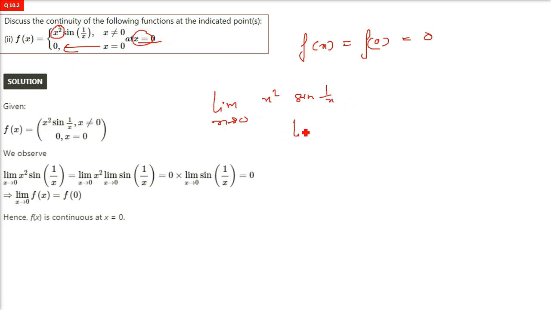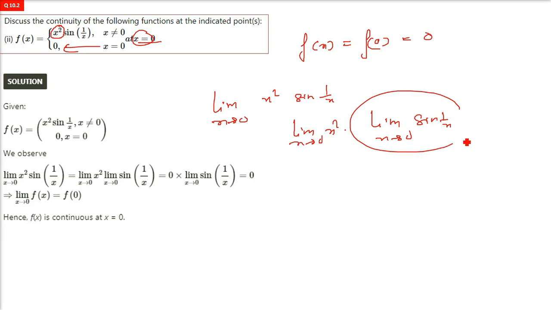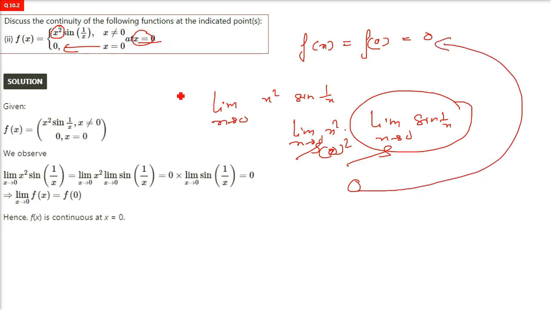Now just separate them. On the left hand side, on the right hand side you don't have to worry, that is sine 1 by x. Leave it for now. But limit x tends to 0, x square will be 0, since 0 square is 0 only. So whatever is multiplied by 0 will always give you 0. So 0, 0 is matching, so this function is continuous at x equals 0. I hope you got the idea.